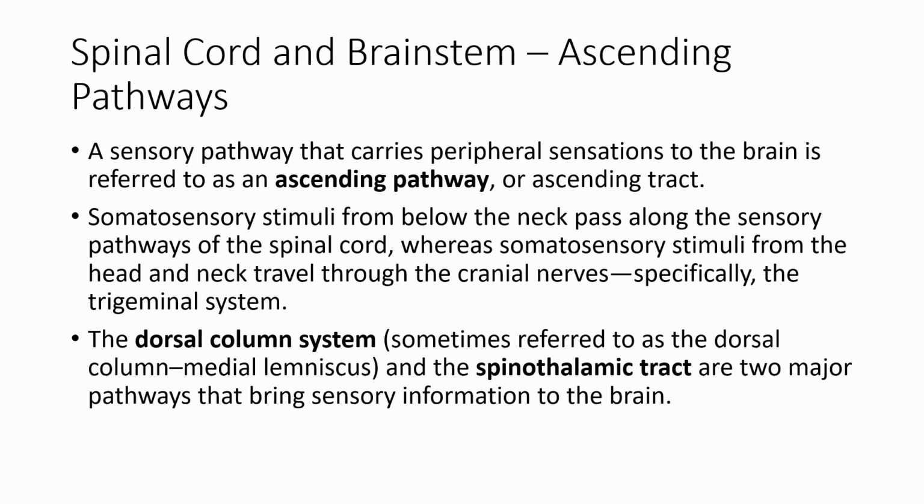And we have two systems, two pathways that are going to bring this sensory information to the brain. The dorsal column system and the spinothalamic tract. I'm going to use the terms that are in bold. So the dorsal column system, that's sometimes called the dorsal column medial lemniscus. I'm not going to use that. I'll just use dorsal column system for you guys if I use it at all. But those are the two major pathways.